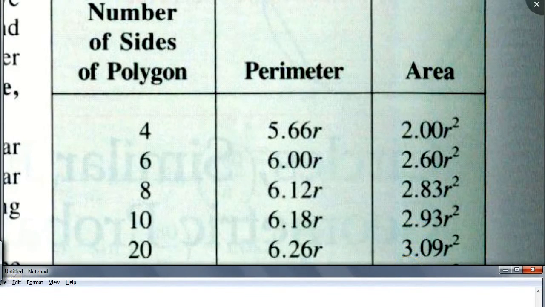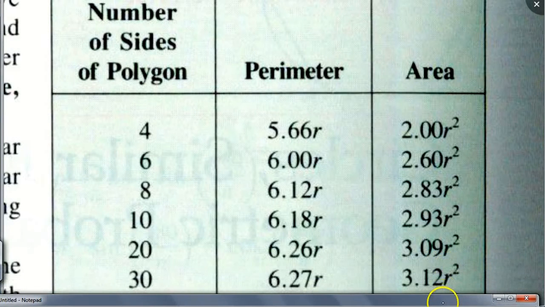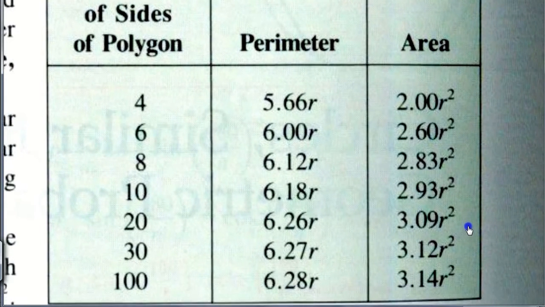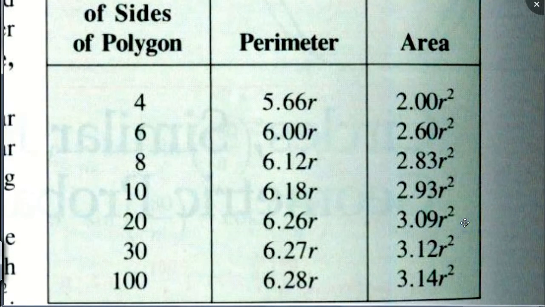You get 6.26 R, 3.09 R squared. For the 30-sided figure, you get 6.27 R, and for the area, 3 and 1/2. For the 100-sided figure, they got 6.28 R for the perimeter, and for the area, 3.14 R squared. By the way, as you increase the number of sides, what are these polygons looking more and more like? The circle. So anybody see anything interesting about this table?